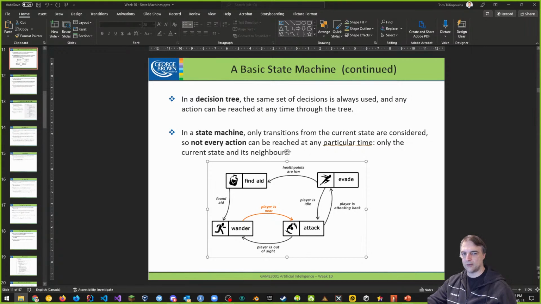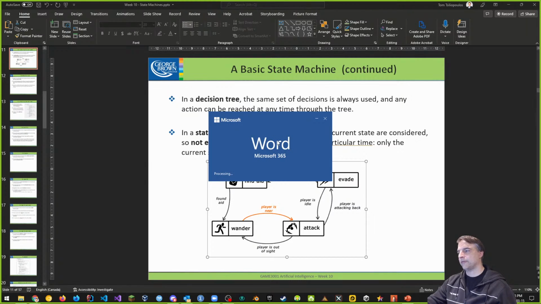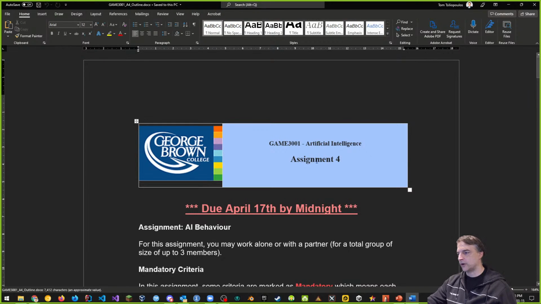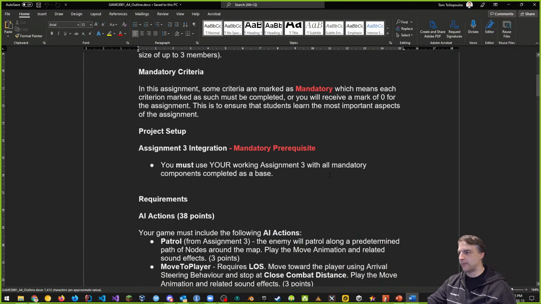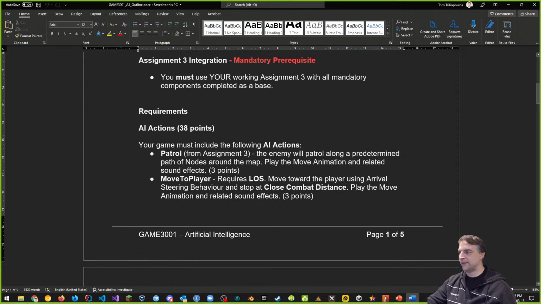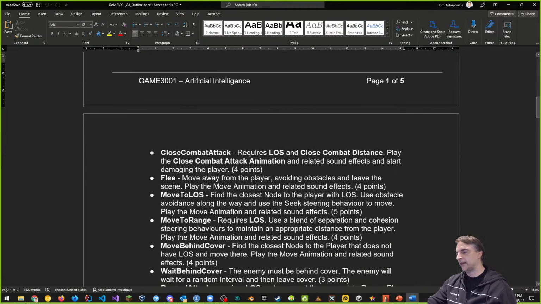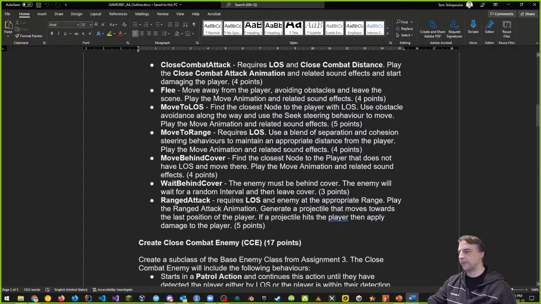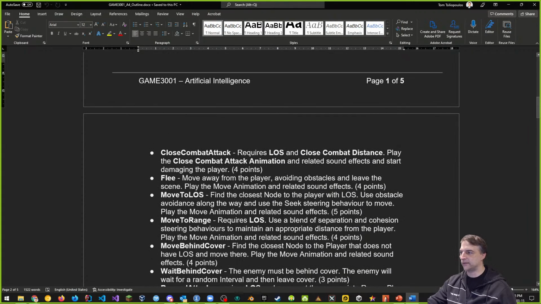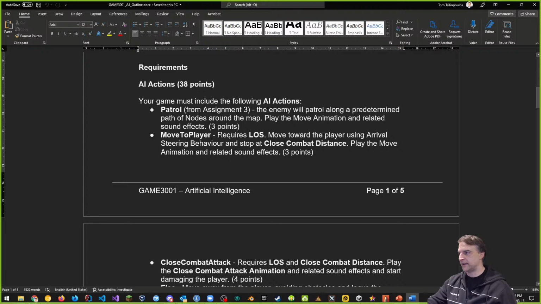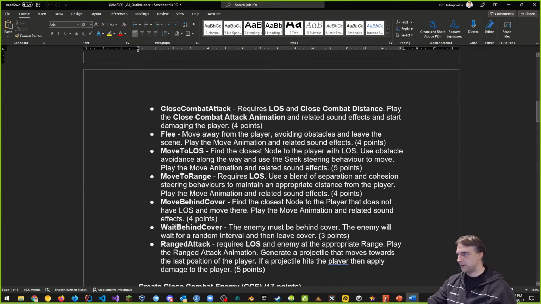Let's take a look at assignment 4. Assignment 4 has been released from before, and this is the big one. This is the one that we want you to work on. Again, due by April 17th at midnight, 3 members. We have a set of actions: patrol, move to player, close combat attack, flee, move to line of sight, move to range, move behind cover, wait behind cover, ranged attack. Those are all the different kinds of actions that we can take. So we have 9 different actions, which is a little bit imbalanced in terms of the way it works.